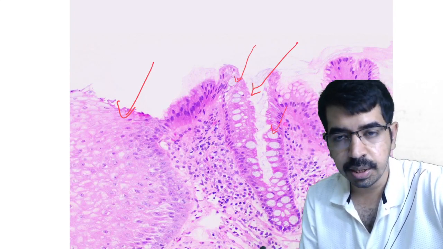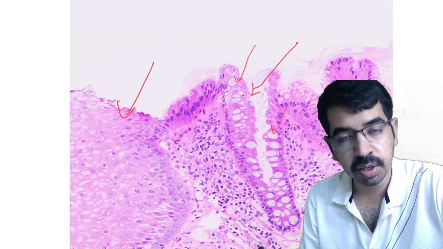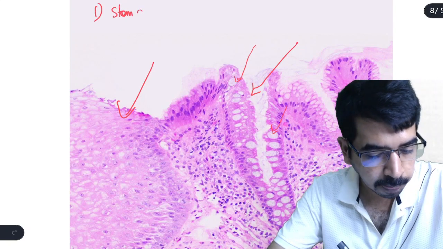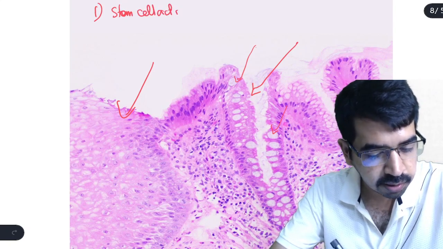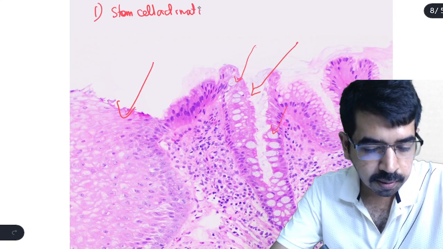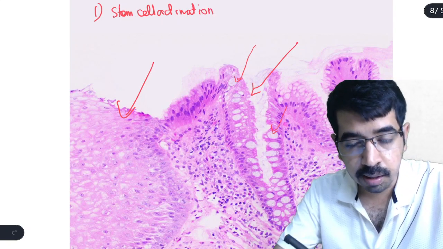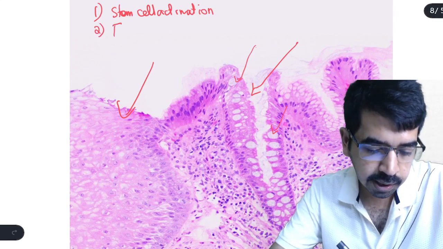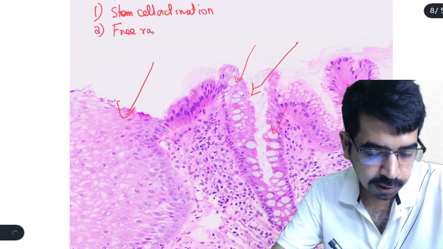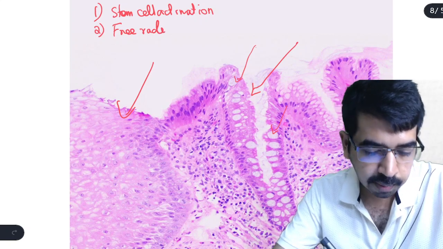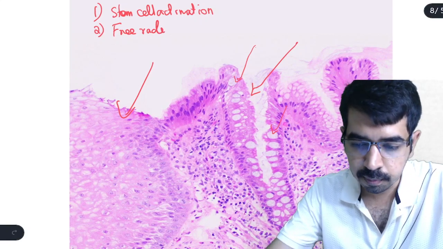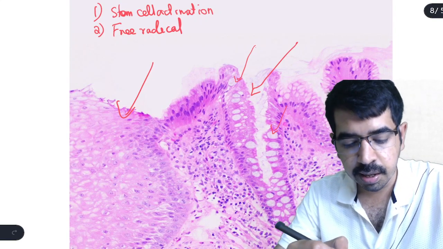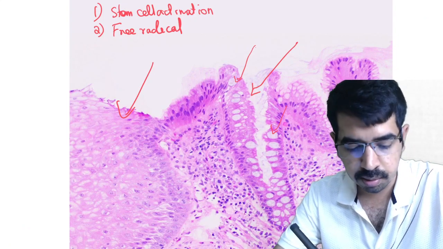We know that inflammation predisposes to cancer. Inflammation predisposes to cancer by three means. One is stem cell activation. Stem cell activation increases cell proliferation, so there is more chance of error in replication. The second one is free radical production. During inflammation, free radicals can be produced. This free radical can cause DNA damage and cause cancer.